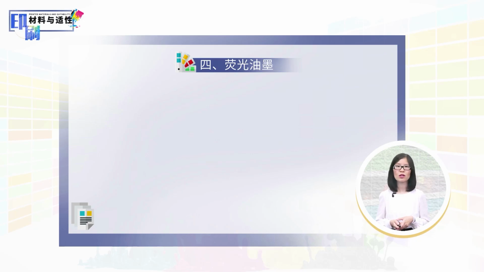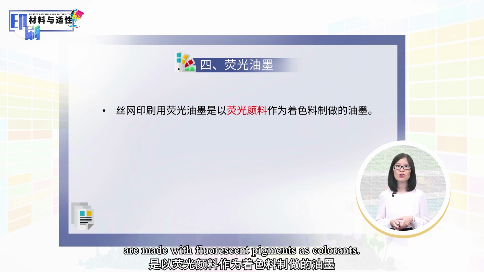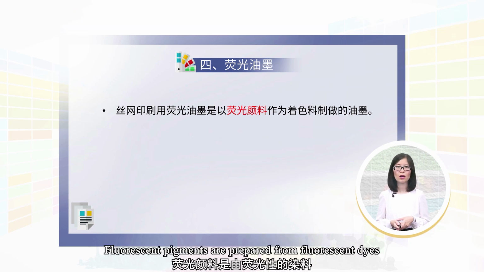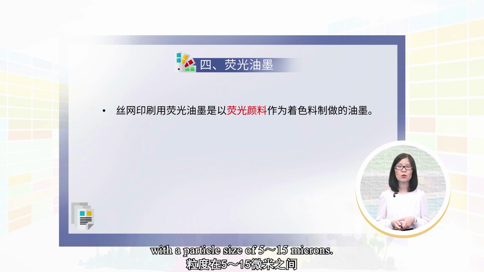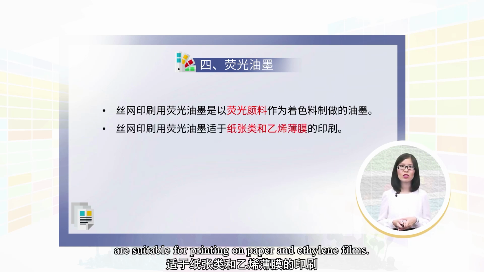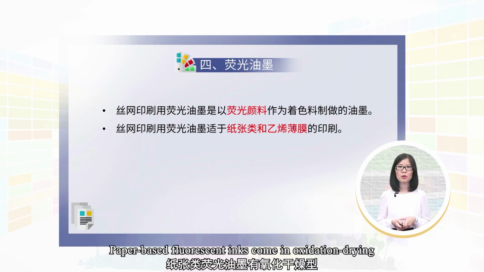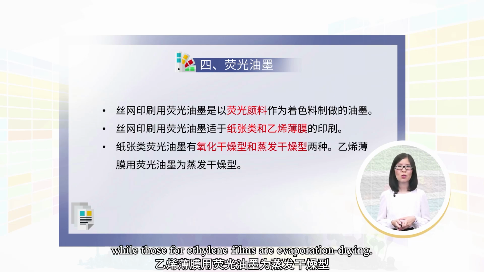Fluorescent inks. Fluorescent inks for screen printing are made with fluorescent pigments as colorants. Fluorescent pigments are prepared from fluorescent dyes and synthetic resins with a particle size of 5 to 15 microns. Fluorescent inks for screen printing are suitable for printing on paper and ethylene films. Paper-based fluorescent inks come in oxidation drying and evaporation drying types, while those for ethylene films are evaporation drying.